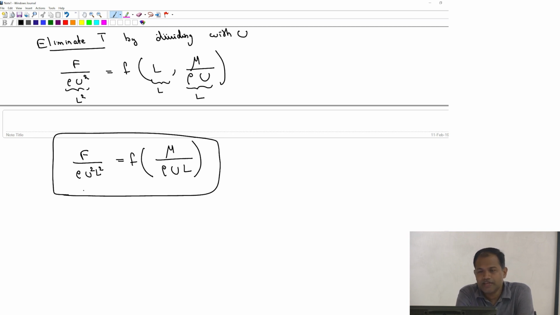The good thing is that here you don't need to solve the algebraic equations. You don't need to really figure out what are the repeating variables and so on. It sort of comes out naturally.